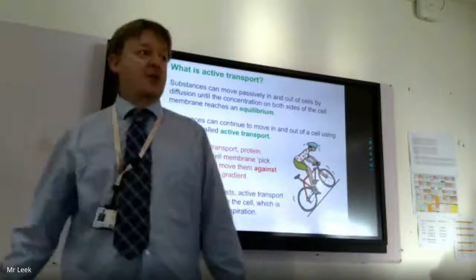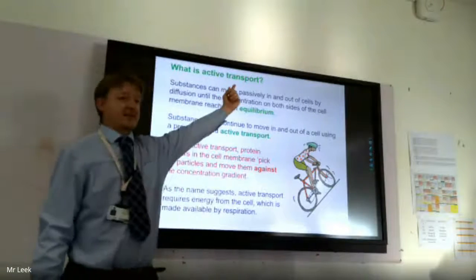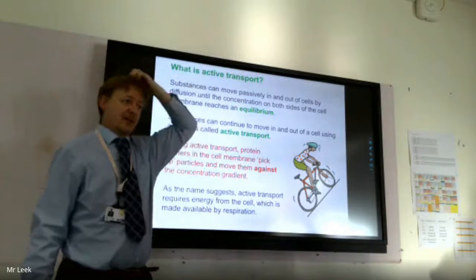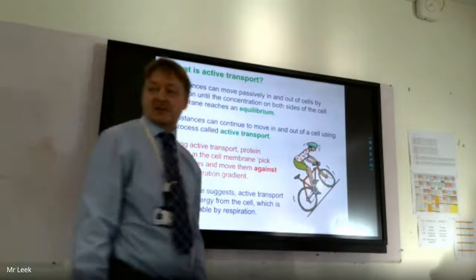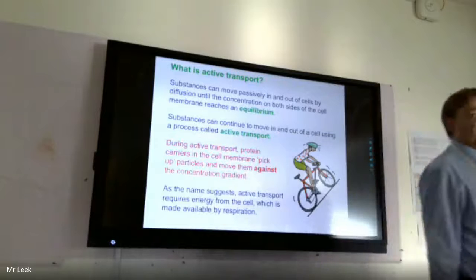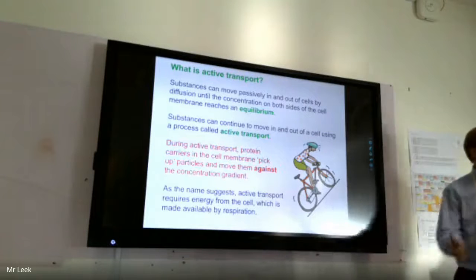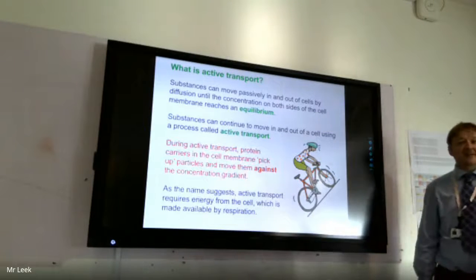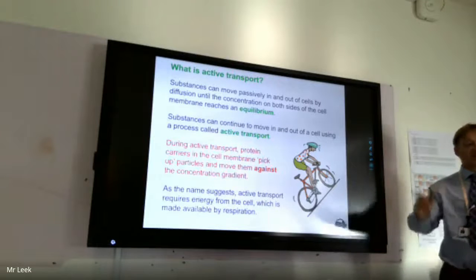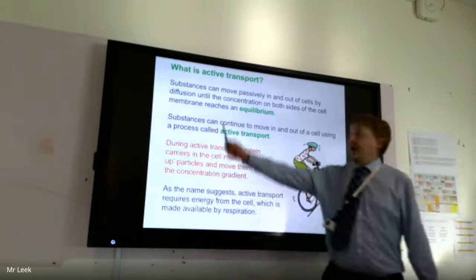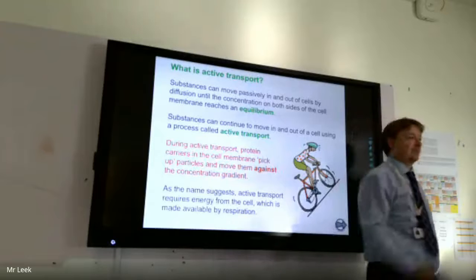Okay. Now the third one is something called active transport. So now the subheading in your exercise book is active transport. Now I said previously that diffusion and osmosis are passive. Passive means no energy. You know, passive means they just do it. What do you think active transport needs?